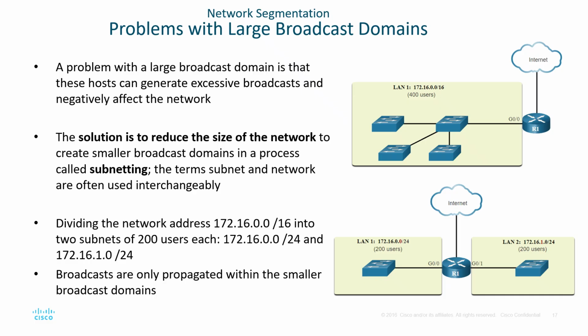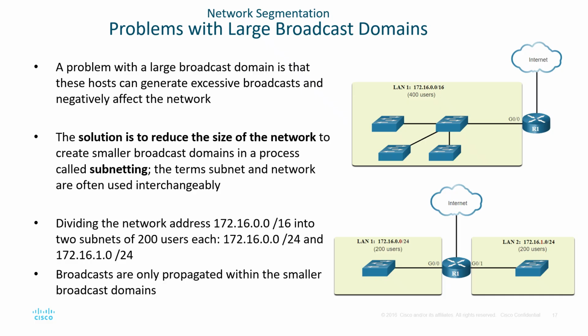The terms subnet and network are often used interchangeably. So, dividing your network address 172.16.0.0 with the prefix of /16, and taking that and dividing it into 2 subnets of 200 users each, you could subdivide and get a 172.16.0.0 with the prefix of /24 and 172.16.1.0 also with the prefix of /24.